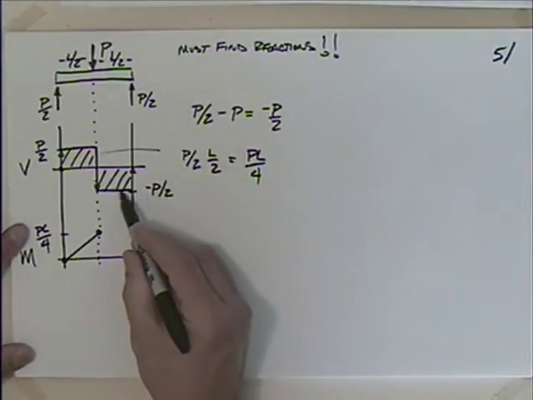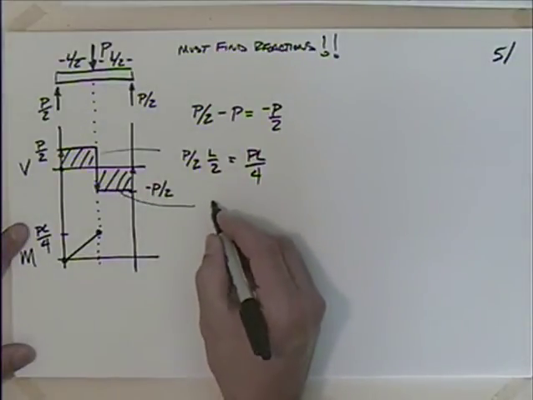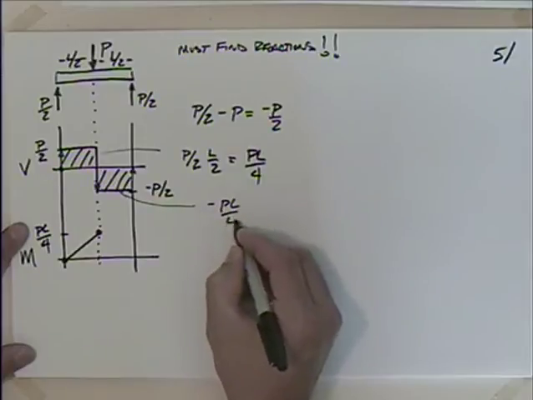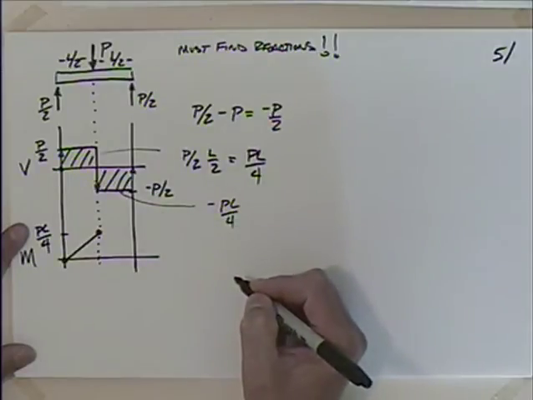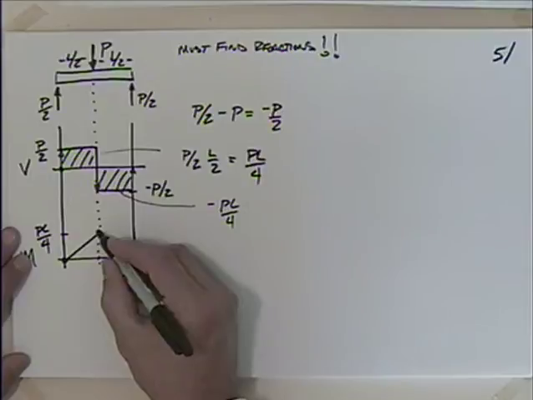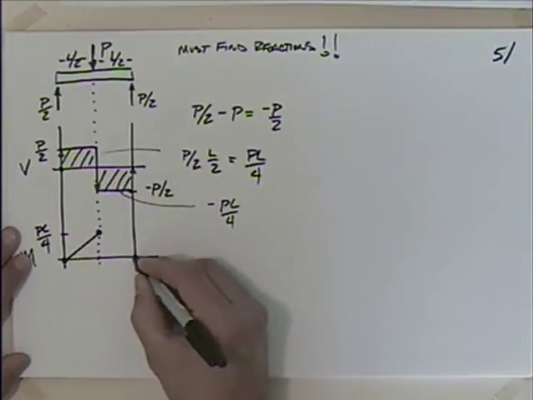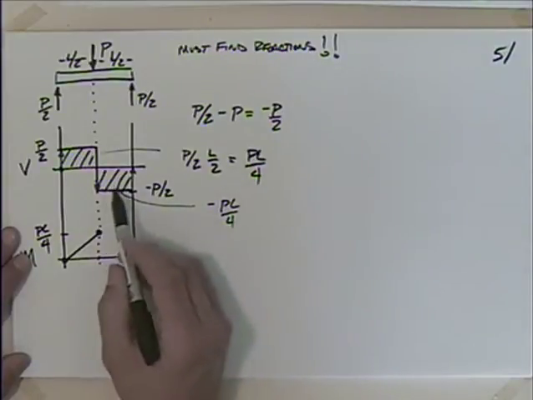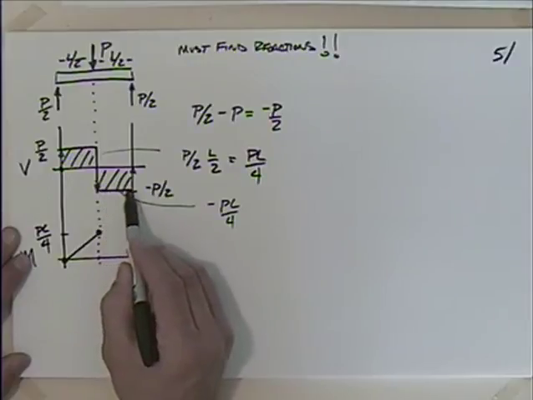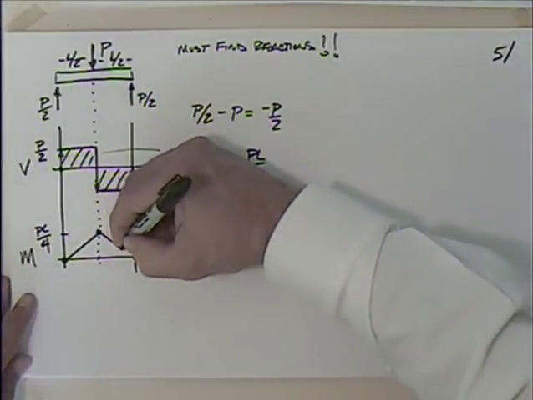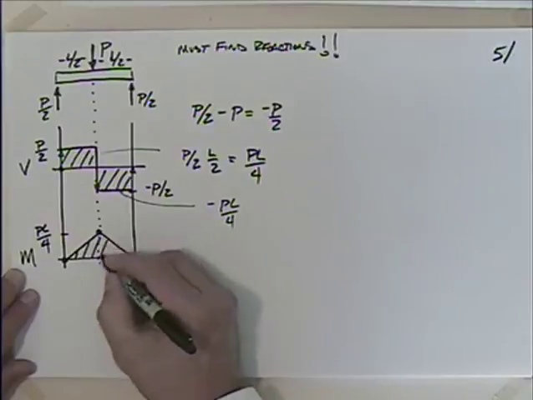Now, if I look at the area here, what's that area? Well, minus PL over 4. It's below the line, so that's why we take it as a negative area. So if we're at PL over 4 and I subtract PL over 4, that takes me back to 0. How do I get there? Well, this has a constant negative value, so it will have a constant negative slope.